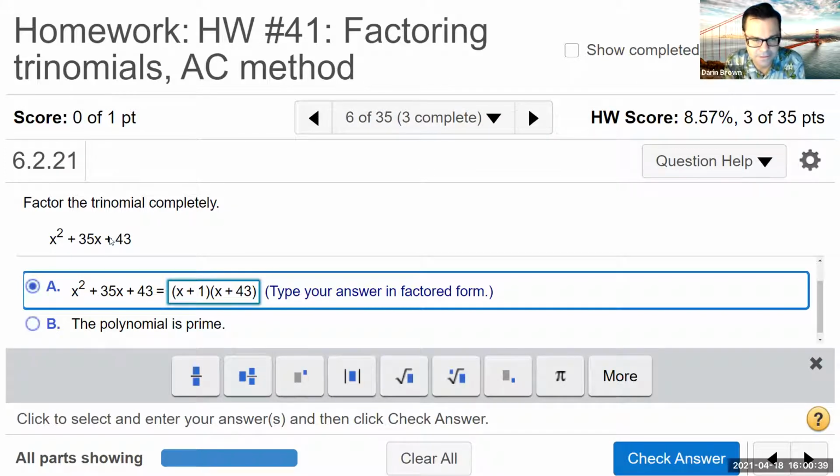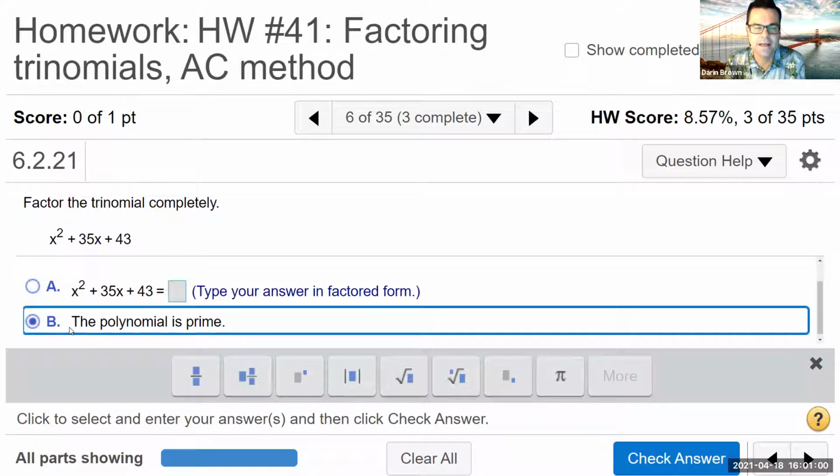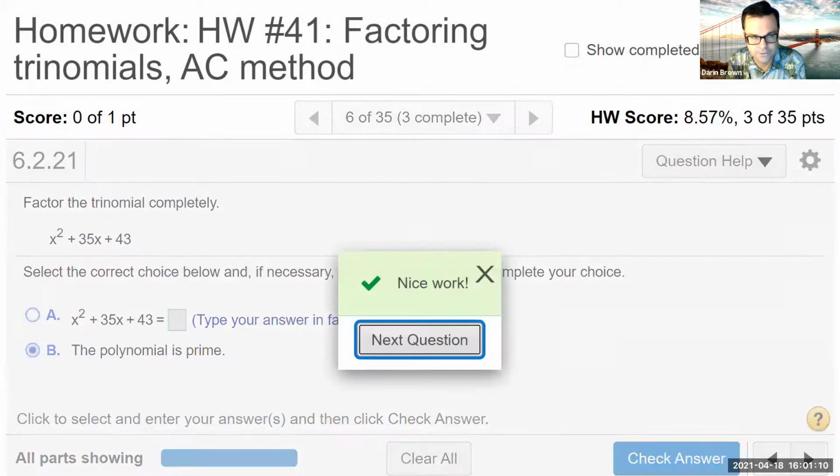And clearly this doesn't work because it is going to FOIL out to x squared plus 44x plus 43. So if it was 44x and not 35, we'd be okay. But it's 35. So what we can conclude is the only possible way that we could factor this did not work. So that means that it has to be prime. So this polynomial simply does not factor into two linear factors like that. Okay, so we call this an irreducible quadratic.